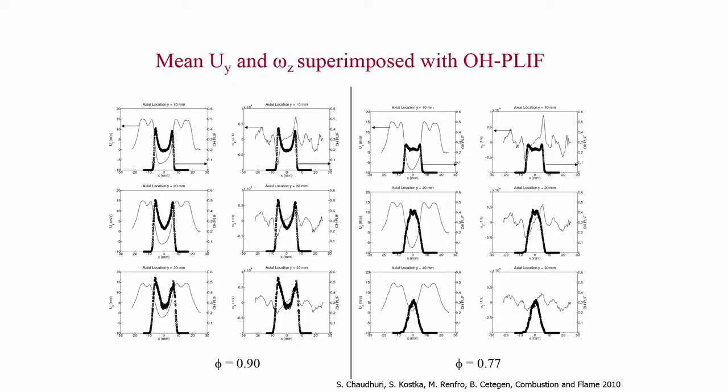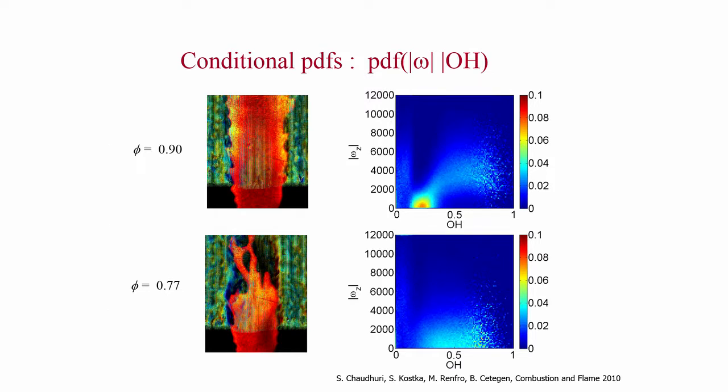So, the flame statistically is settled inside the recirculation zone, and you do not have a flame along the shear layers. That means the flame is extinguished along the shear layers or it has gone inside. You see this consistently at all locations, 10 millimeters, 20 millimeters, 30 millimeters. You have a bimodal distribution of OH at equivalence ratio 0.9. Near blow off at 0.77, you see a unimodal distribution of OH, and the flame has extinguished along the shear layers. You can get the same thing from conditional PDFs also.